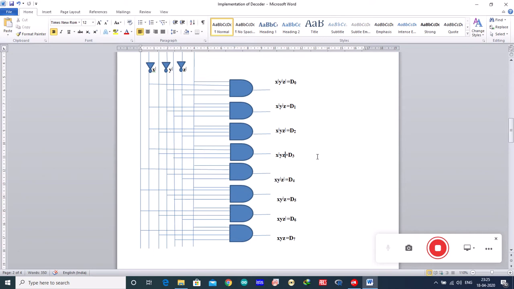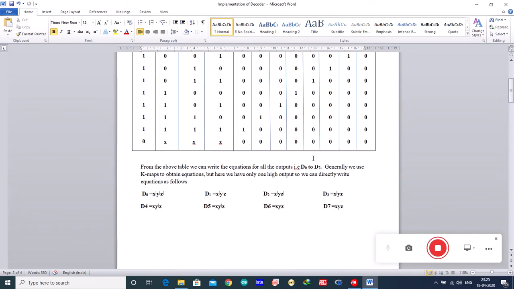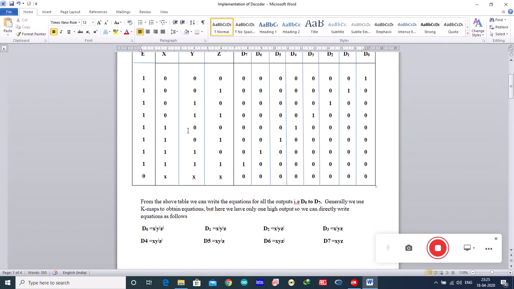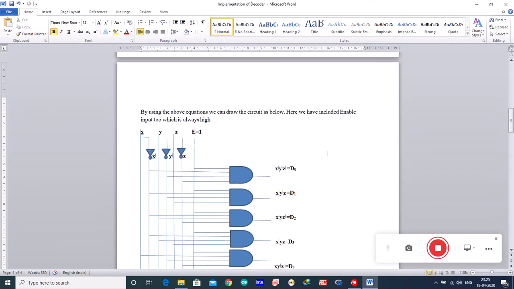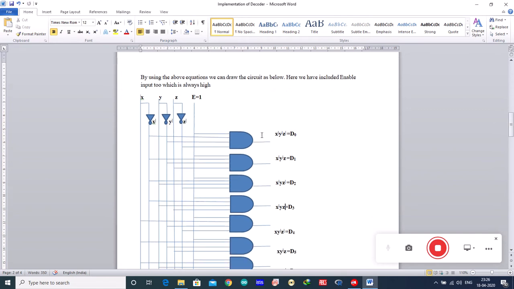We can also realize the working of the circuit from the truth table. For example, consider any possible combination. Let us consider x is 0, y is 1 and z is 0. In this case, d2 is high. You can consider any possible combinations this way. Here we have considered 0, 1, 0, that is x is 0, y is 1 and z is 0. If x is 0, this becomes 1, and if y is 1, this becomes 0, and if z is 0, this becomes 1. So first let us look at this first AND gate, that is output D0.